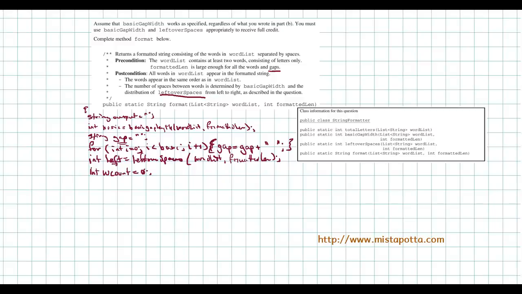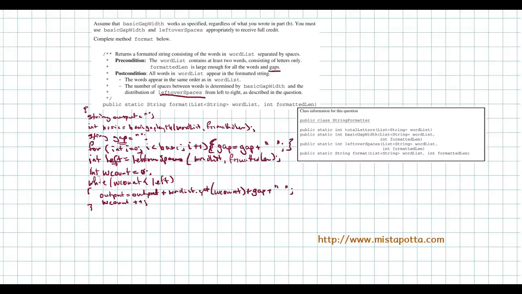And I've got my output variable. So while wordCount is less than the number of leftover spaces that I've got, as long as this wordCount is less than the leftover spaces I've got, I'm going to go ahead and start building my output. So output is going to get output plus my word. So I'm going to have to do wordList.get, and I'm going to have to get wordCount from my wordList, plus my gap, plus some space. This is going to be one of my leftover spaces, and then I'm going to have to increment my wordCount.